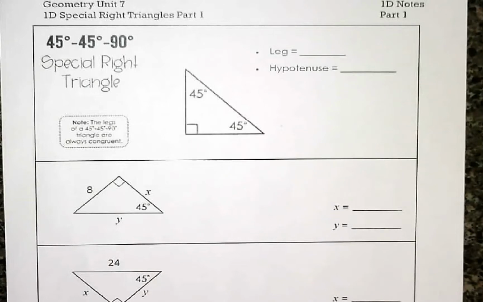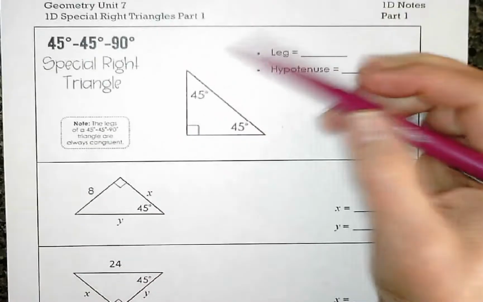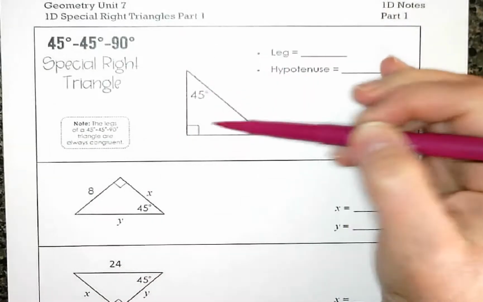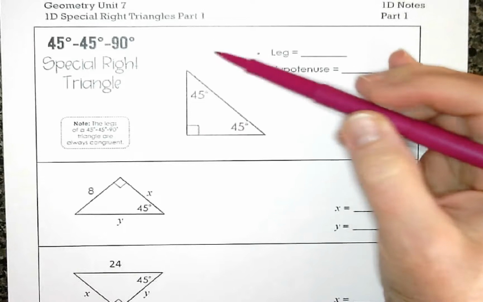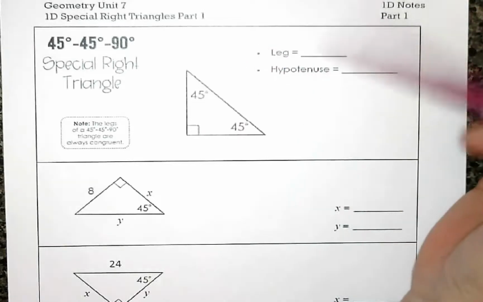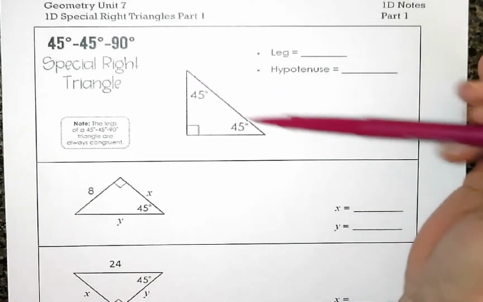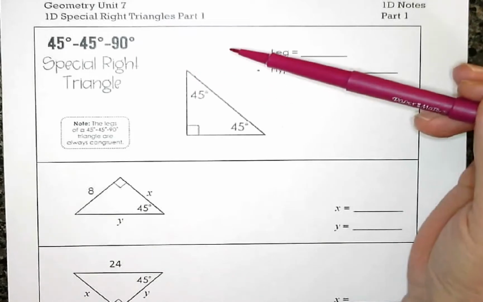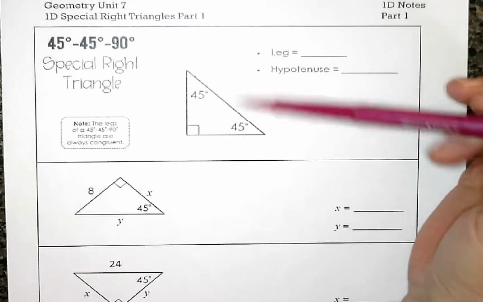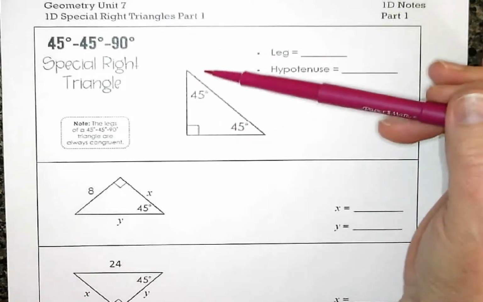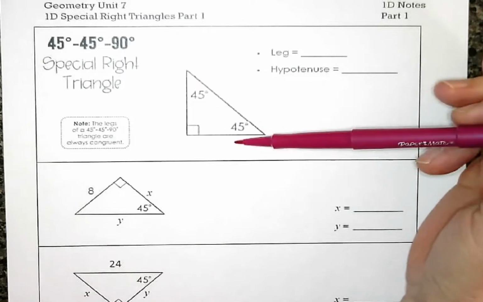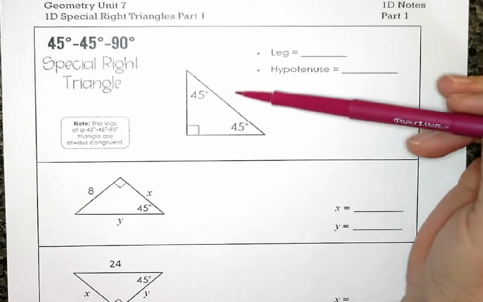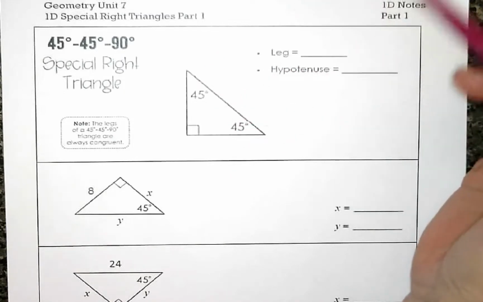Our first special right triangle is what we call the 45, 45, 90. It's named that because the angles inside are 45, 45, and 90. You just learned in 1C how you can find the sides of a right triangle when you know two sides using the Pythagorean theorem. On these types of triangles, often we're given just one side, and from there we have to figure out what the other two are.